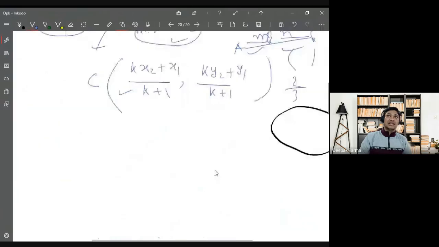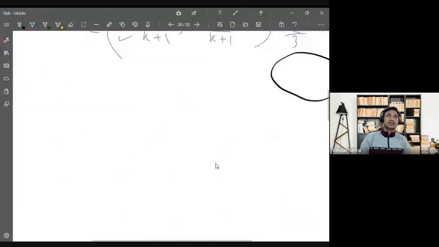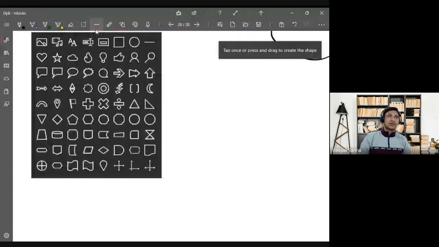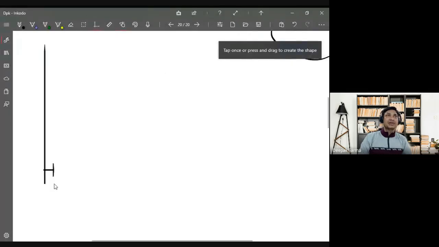Now what we have just discussed is internal division. Why so? We have considered the point C in between A and B. Instead of that, what we can do is consider the point C maybe outside AB.